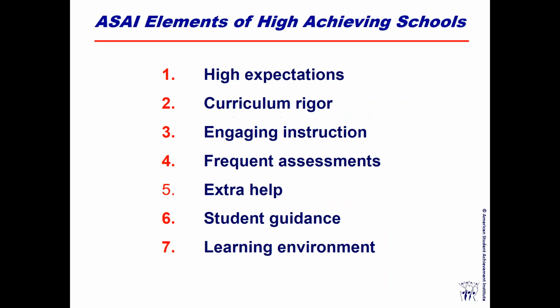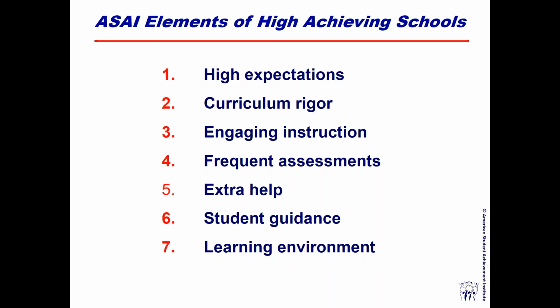So we did a study, or we've produced a report called the ASA Elements of High Achieving Schools. And it's based on a study that we did of our schools over the past 20 years who had the biggest gains in student achievement. And we started looking at what did those schools do in common? What interventions in common did they have that maybe got them the results that they were trying to get?